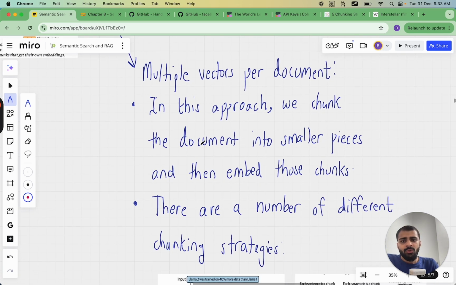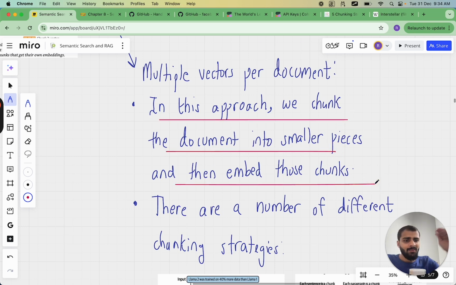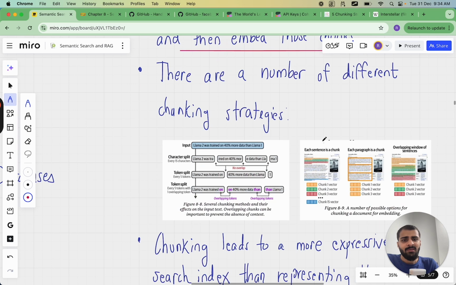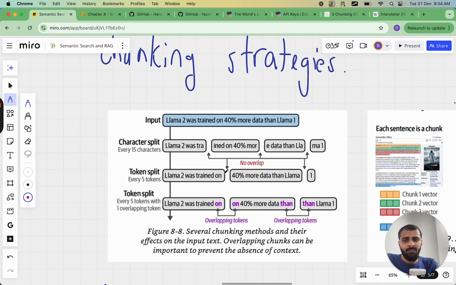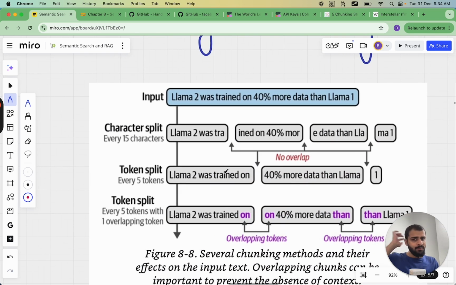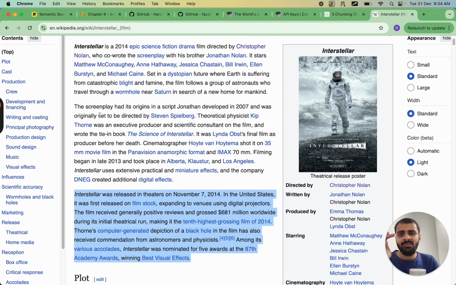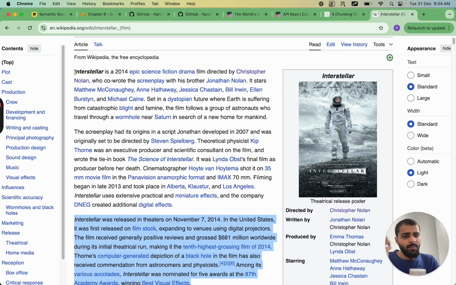So in this approach, we chunk the document into smaller pieces and then we embed those chunks, right? And there are different strategies to do this type of chunking as well. In particular, these strategies can be broken down into three parts. First, you can say that I want a chunk after every 15 characters. So instead of doing sentence level chunking, I can say that no matter where the sentence ends, I'll just look at 15 characters and that will be my one chunk.